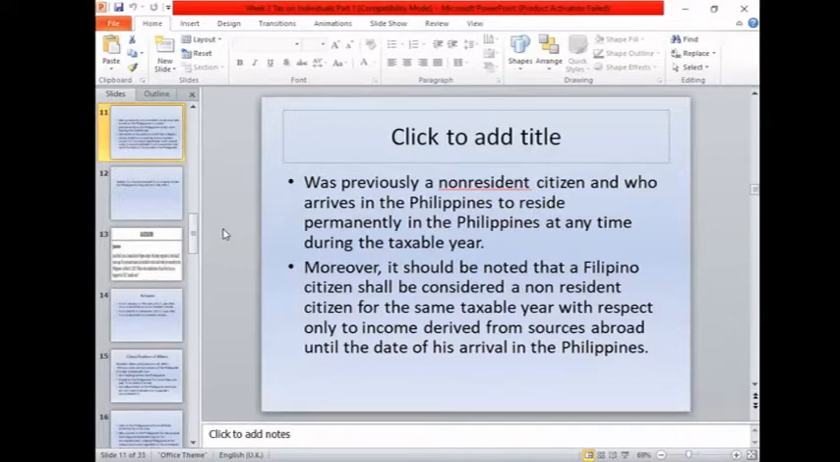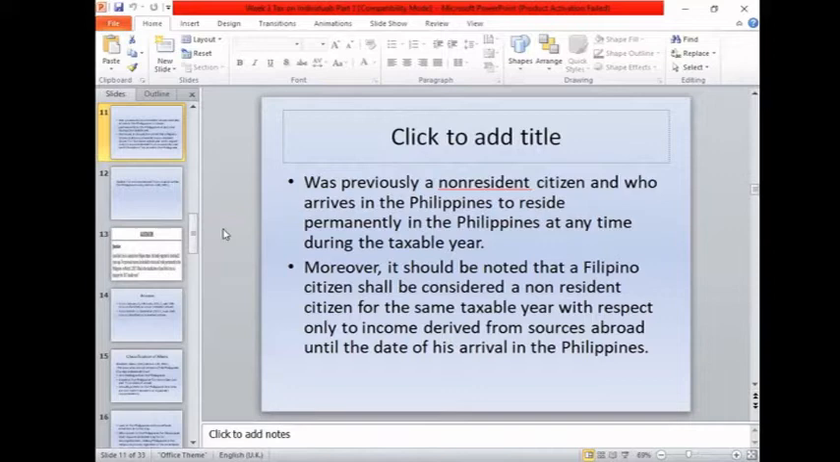Another situation is if you are a non-resident citizen and you want to go back to the Philippines and stay for good. The ruling here is that once the non-resident citizen is going back to the Philippines, the effectivity of the change of status is upon the arrival of the non-resident citizen in the country.